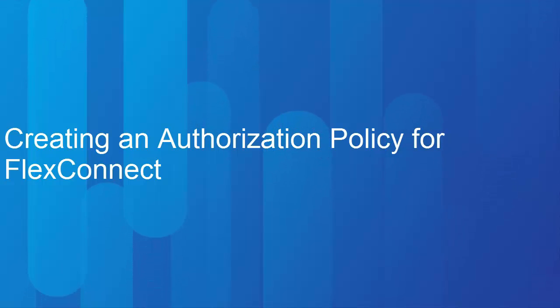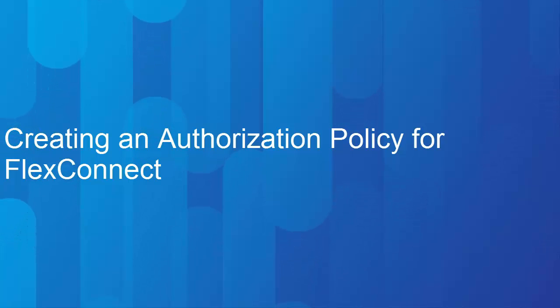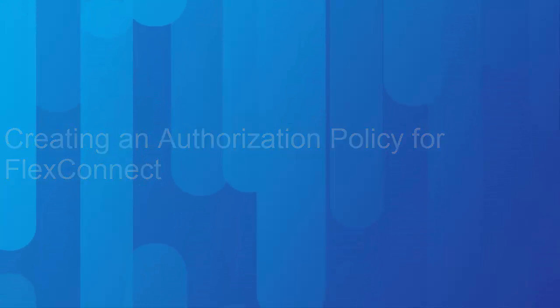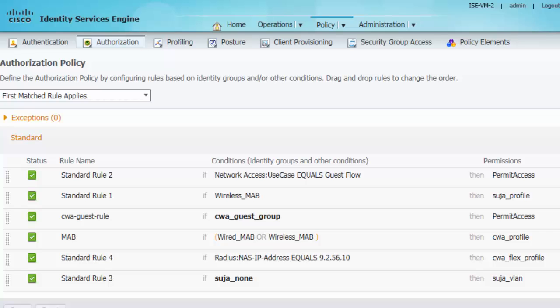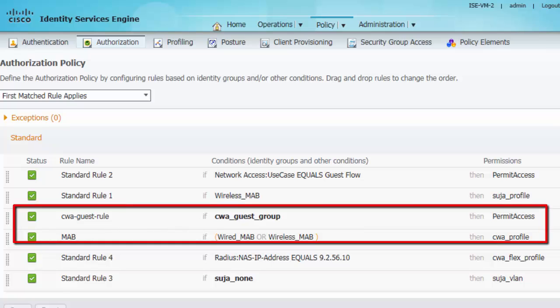This video shows you how to create an authorization policy on the Cisco ISE for guest users and an authorization policy for unknown MAC addresses or MAC Authentication Bypass or MAB. The first policy provides permit access to guest users. The second policy is for MAC Authentication Bypass or MAB for unknown MAC addresses. Ensure that the policy for MAB is below the policy for guest users. Note that the authorization policies in the video are only examples.